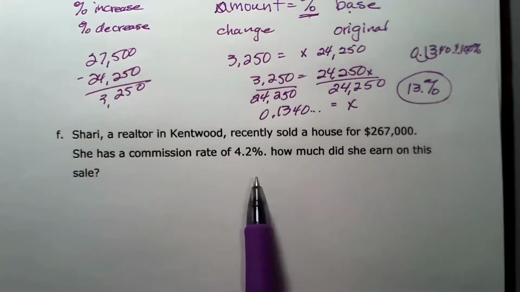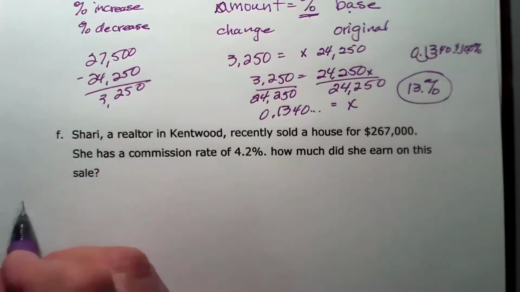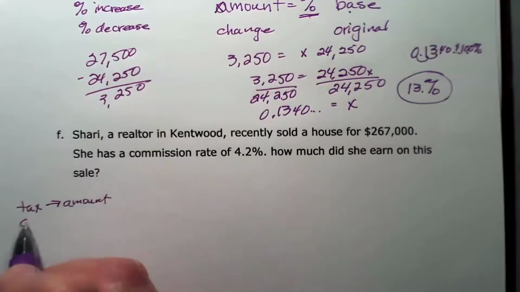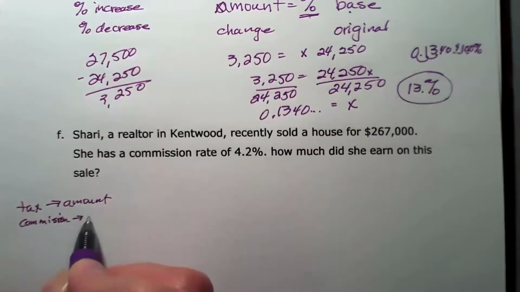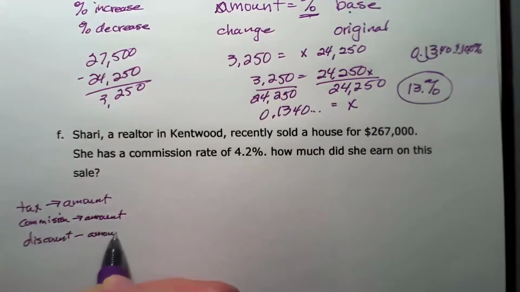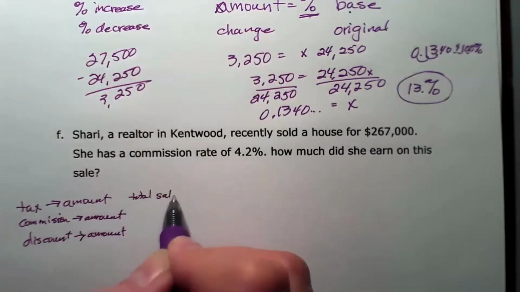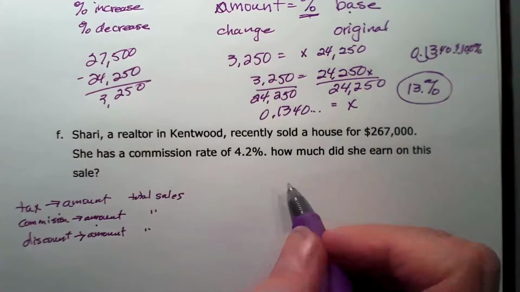So when we're doing some of these problems, with the amount and the base, there's sort of a way to remember it. If you're doing sales tax, the tax is the amount. If you're doing commission, the commission is the amount. If you're doing discount, discount is the amount. And these are all based on total sales. So we're doing the amount is what we're looking for.